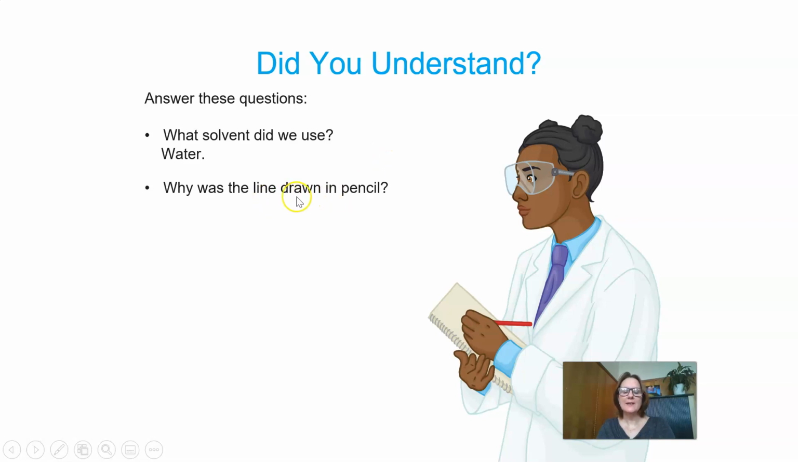Why was the line drawn in pencil? Think about it. We used black ink, right? We wanted the black ink to dissolve. So that it didn't run into the pen dots. Because then it would have its own pigments and its own ink that would run, and it would give you the wrong answers to your experiment, because you wouldn't be looking at the black ink, you would be looking at the line that was drawn across the paper.